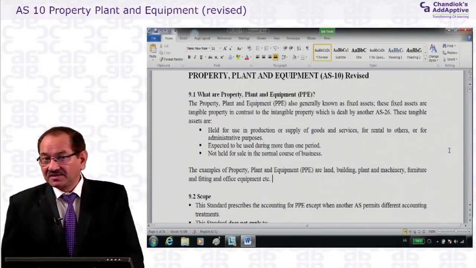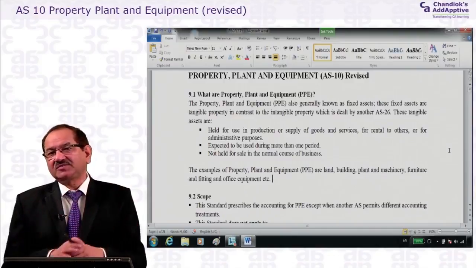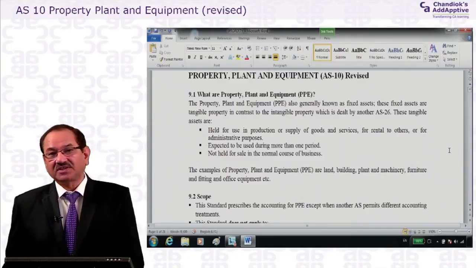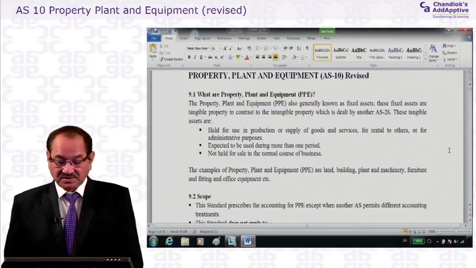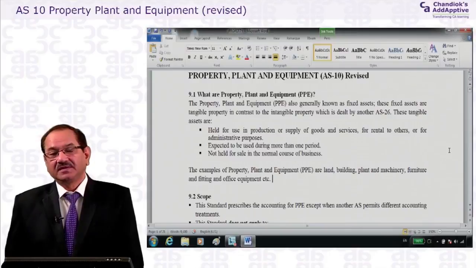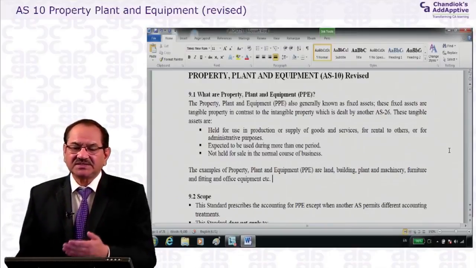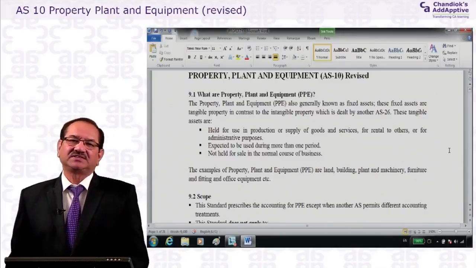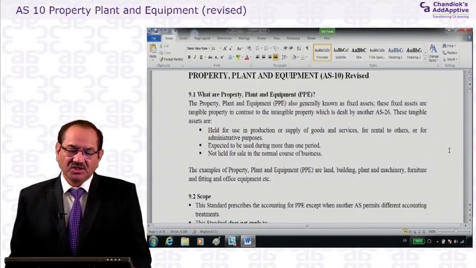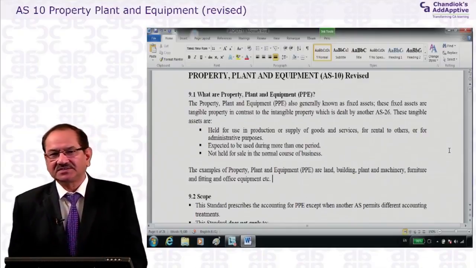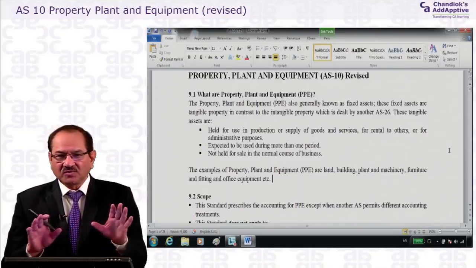And what is that? What is the description? What are the characteristics of property, plant and equipment? It says that it is held for use in production or supply of goods and services, for rental to others, or for administrative purposes. This type of description was also in the earlier, unrevised Accounting Standard 10. So you should not get disturbed that it is almost IFRS. The definition is almost the same.